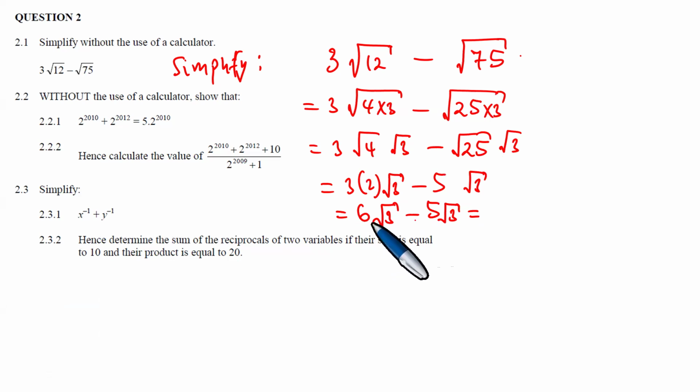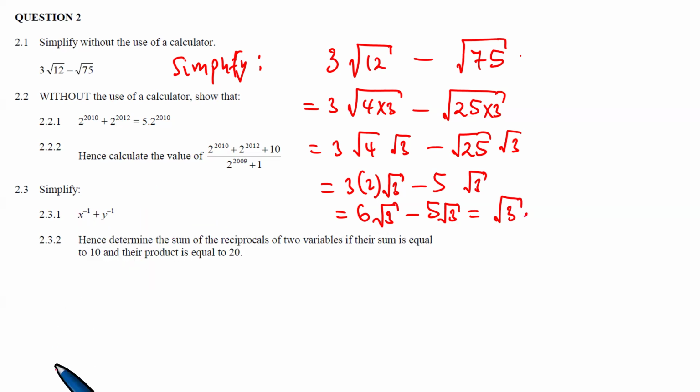What is 6 square root of 3 minus 5 square root of 3? It's the square root of 3. And that is the answer to this question. It's like if you have 6 apples minus 5 apples. From 6 apples, you minus 5 apples, you get 1 apple.